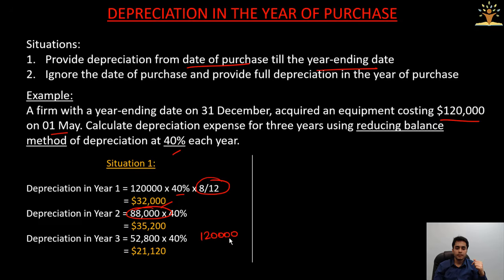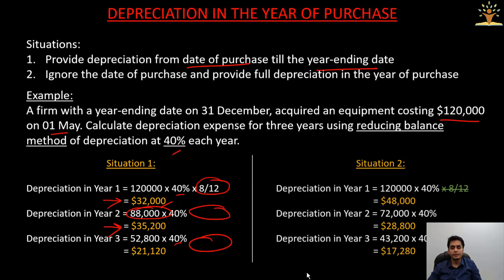Coming to year 3, again, your cost is 120,000. What is accumulated depreciation? 32,000 in the first year, 35,200 in the second year. Total gives you depreciation provided till date of 67,200. If you take the difference, you get net book value of 52,800. That multiplied by the rate of 40% will give you annual depreciation for year 3. Again, in year 2 and year 3, we have not done any calculations for number of months because that is only applicable for the first year.